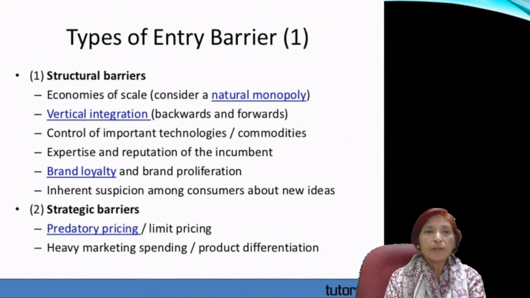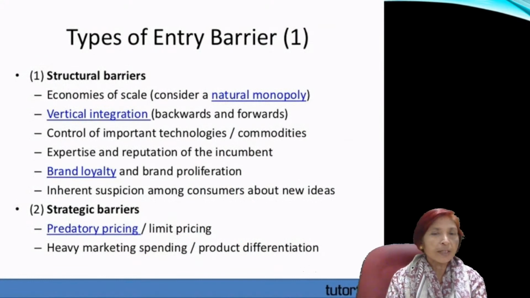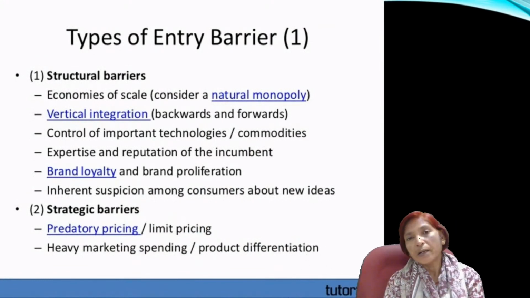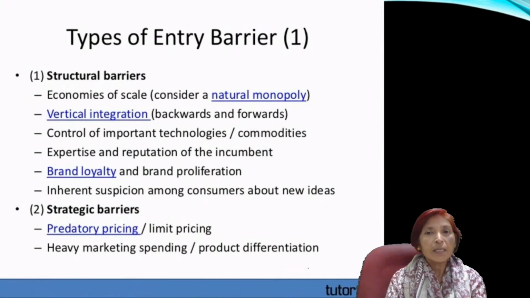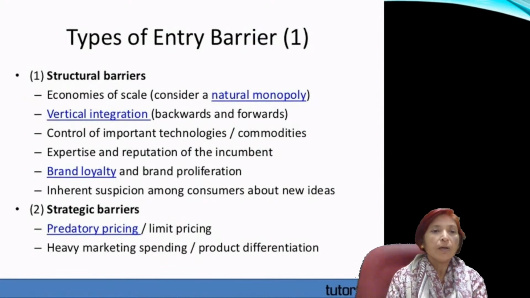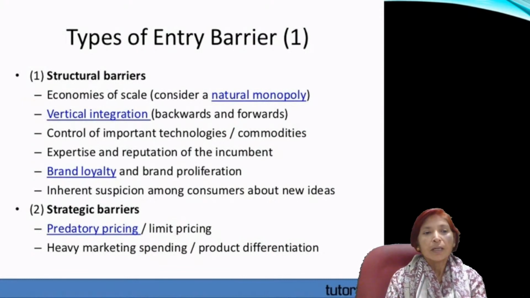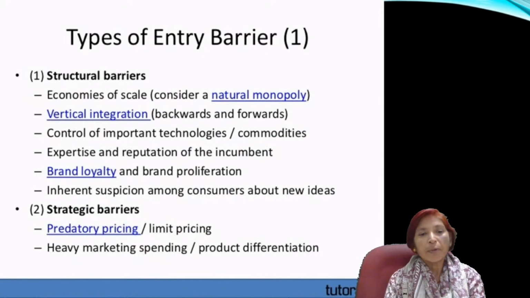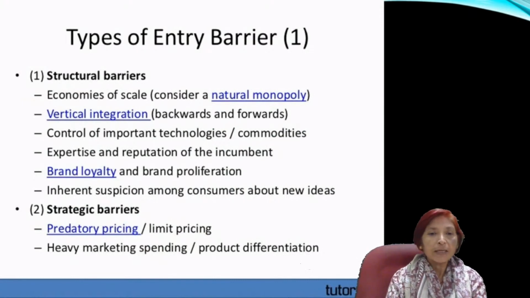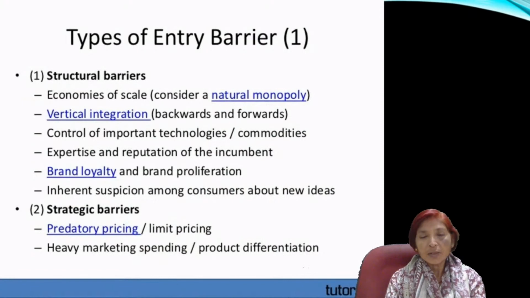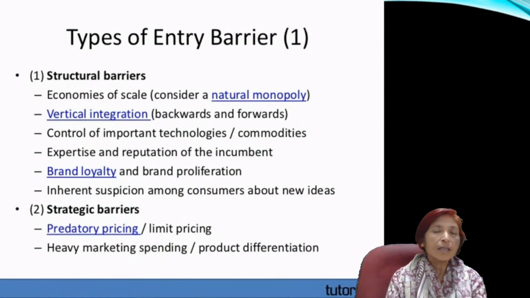Now, next is types of entry barriers. We can classify different entry barriers in these groups. Number one is structural barriers, in which natural monopoly and vertical integration exist. And next is brand loyalty. If brand loyalty and brand proliferation exist in the market, then other firms will not be attracted to enter the market.